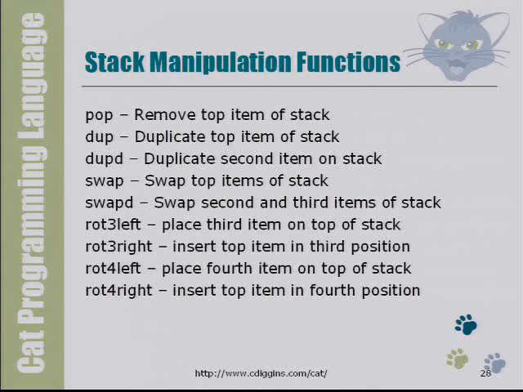Like Forth, you're going to have a bunch of stack manipulation functions at the base level, and just about every implementation of CAT would likely have things like pop or duplicate, and dup2, which means duplicate the second item in the stack. And then we have the various rotations. These are all what we call shuffling operations, just for manipulating the stack.